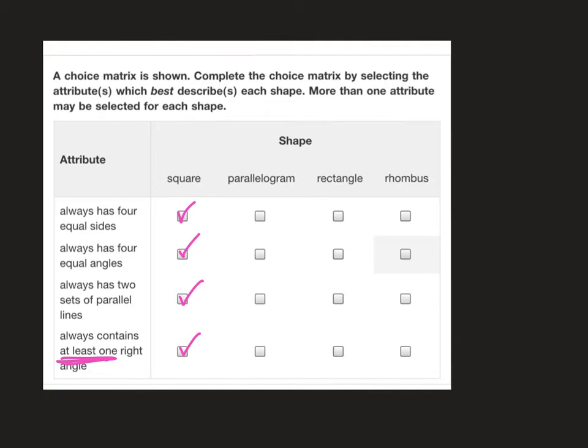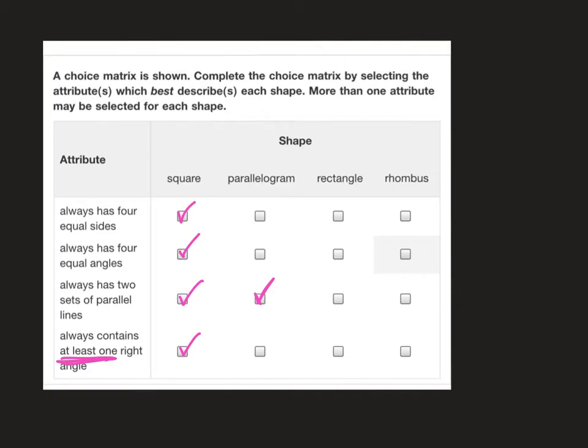Always has 4 equal sides? No. It could look like a squished rectangle that has opposite sides equal, but not all 4. Always has 4 equal angles? Nope, not that one either. Always has two sets of parallel lines. That is by definition a parallelogram, so absolutely.